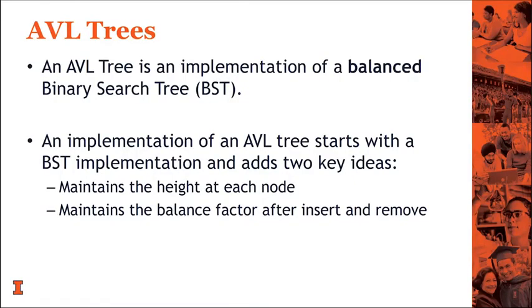So as a reflection on all of this, we know that an AVL tree is an implementation of a balanced binary search tree. And an implementation of an AVL tree starts with a binary search tree implementation and then just adds 2 things. We added the height of every single node to be stored with the node itself, and we maintain the balance factor of the tree after every insertion and remove. By only doing those 2 things, we ensure that we have a balanced binary search tree. So before we go, let's take a look at the code, and then we'll discuss exactly how this AVL tree runs in our next lecture.